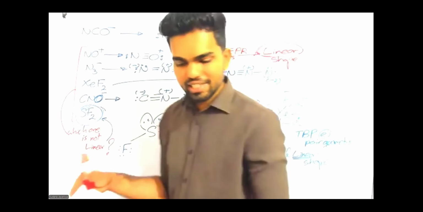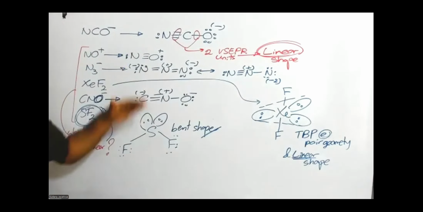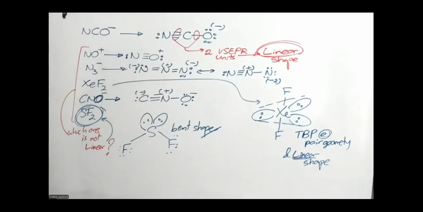Understood that one? Easy question, but write a good review. The structures of these are important. When there is a negative charge, it must be there on the more electronegative atom. Remember that.